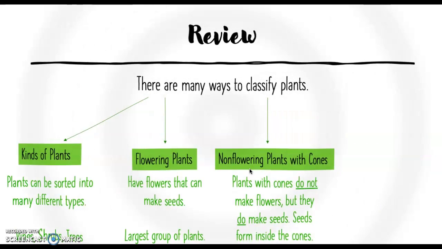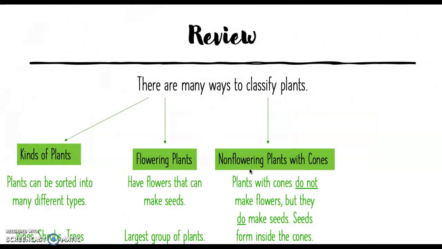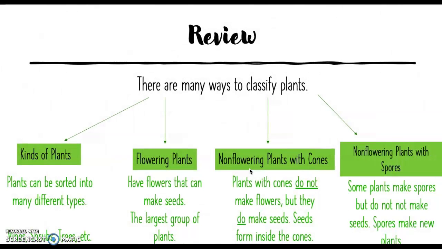And the next one is non-flowering plants with cones. Plants with cones do not make flowers, but they do make seeds. Seeds form inside of the cones. So remember, one of our true-false questions was that spores form inside cones, and that was incorrect because seeds form inside cones. And then the second kind of non-flowering plant is non-flowering plants with spores. Some plants make spores but do not make seeds. Spores make new plants. Perfect. So those are the four different categories of plants.